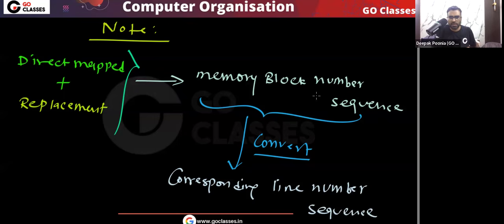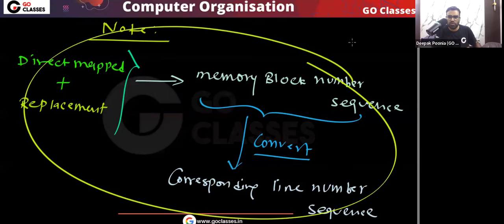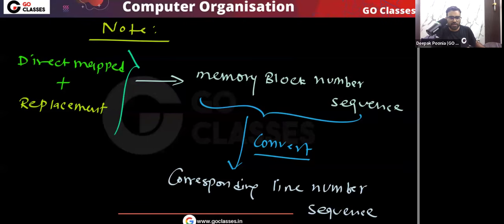Okay, so it will save a lot of time if you do this. Okay, so we have done the complete analysis of this GATE question. I hope you understood.